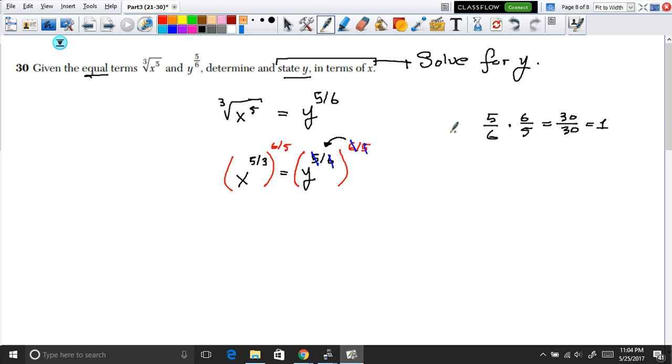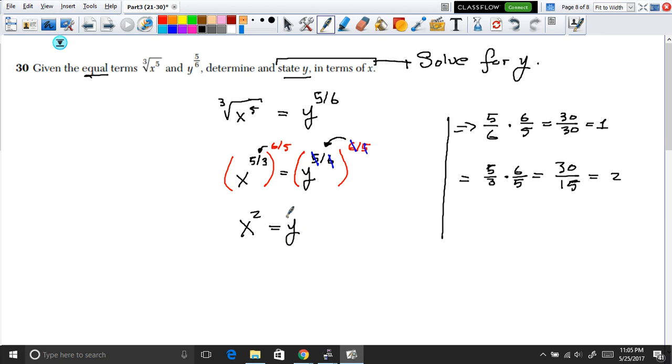So now we've got to do the extra work. We've got to multiply this side too. So now we're going to have 5 thirds times 6 over 5. If you do this correctly, you're going to get 30 over 15, which is equal to just 2. So that means that we're going to have x squared equals y. So this is your answer. You solve for y in terms of x.